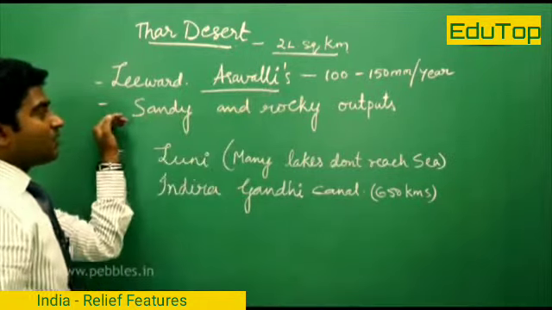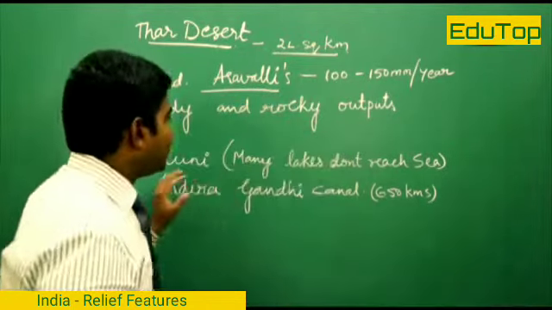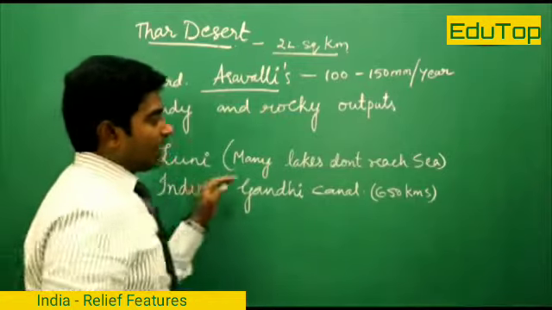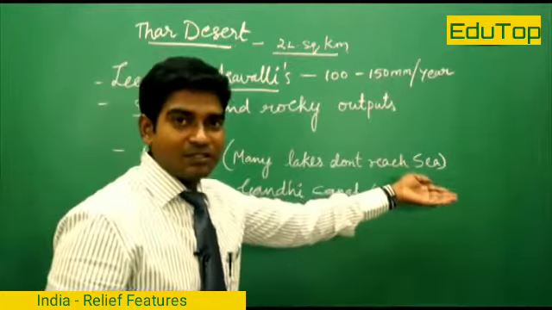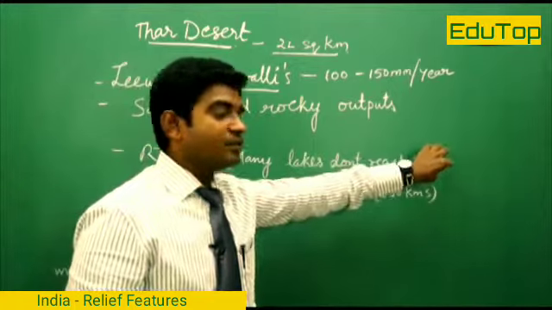The climatic condition of the region is sandy and rocky. The only river which flows through this region is the river Luni, and many of the small lakes which appear in this region disappear after some distance, and none of the lakes reaches the sea or the end point of the Arabian Sea.